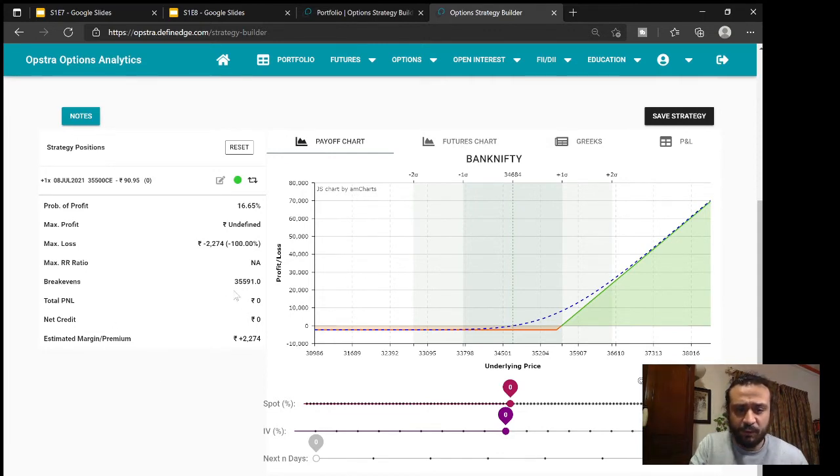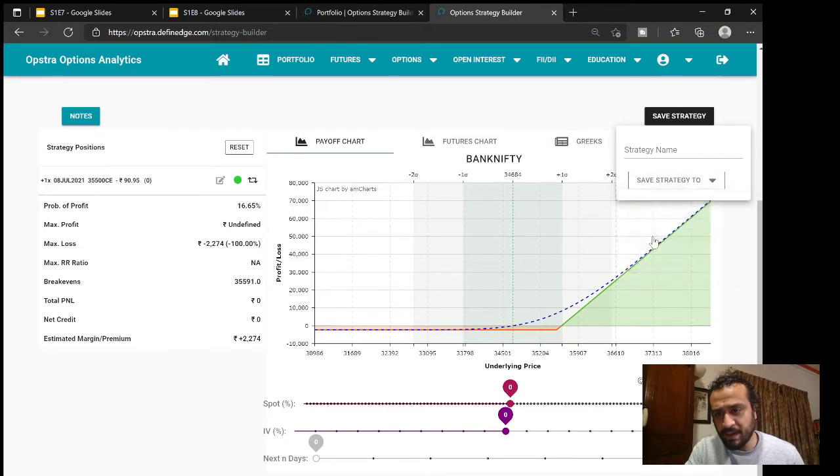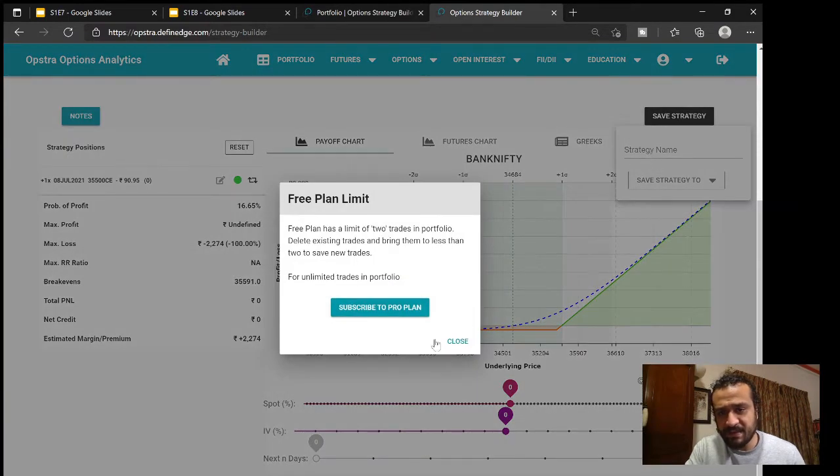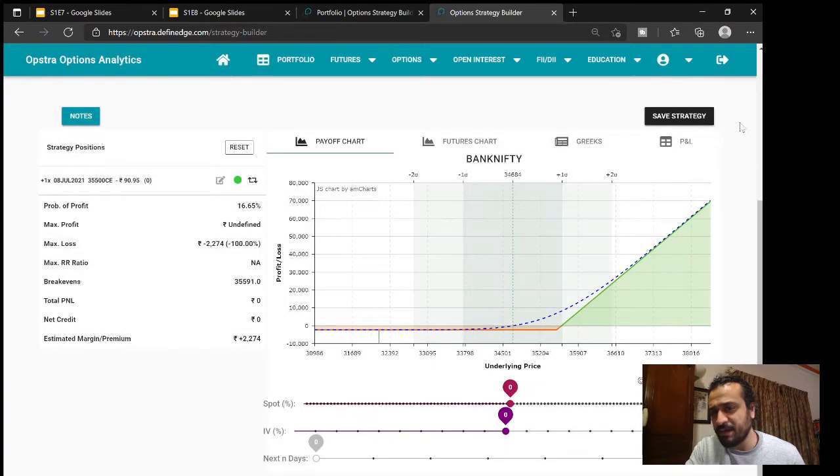This is showing profit and loss. So if you hold this trade and if you save the strategy here, okay, you can save free strategies into paper portfolio, right? There are two trades that are allowed in the free plan, so I have already stored two trades, so you can just paper trade some of your strategies here.